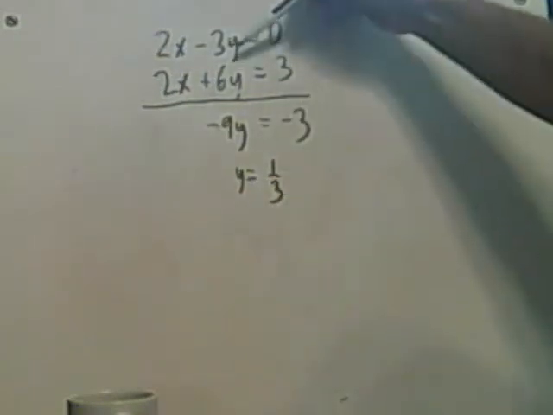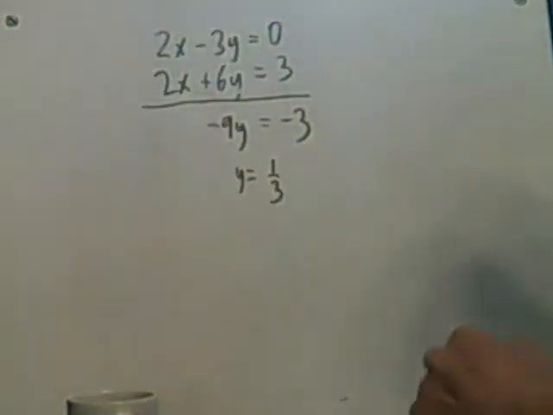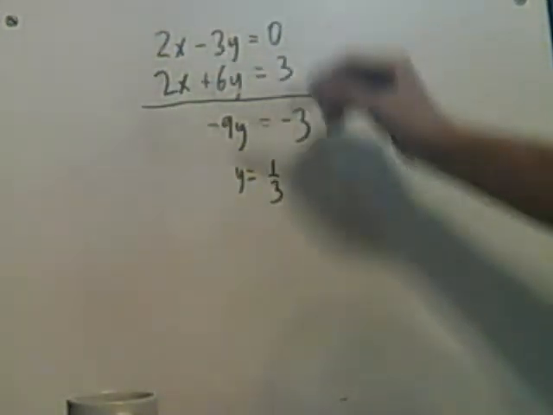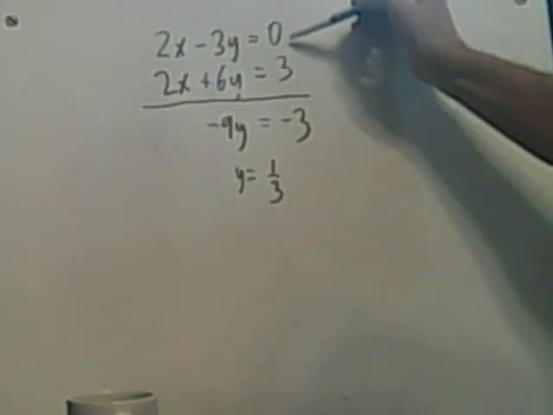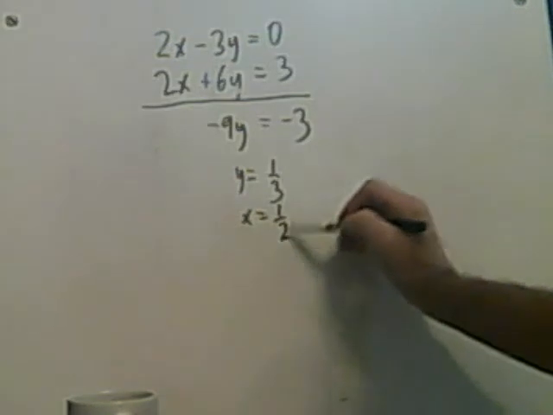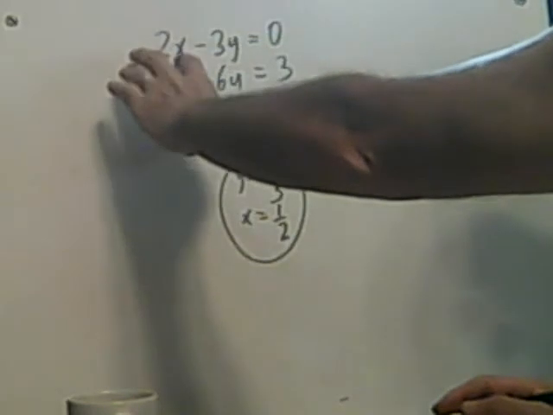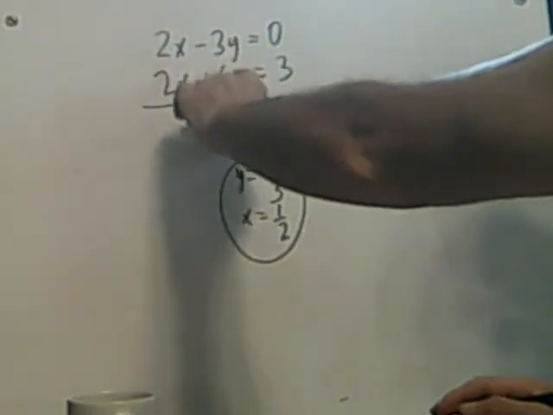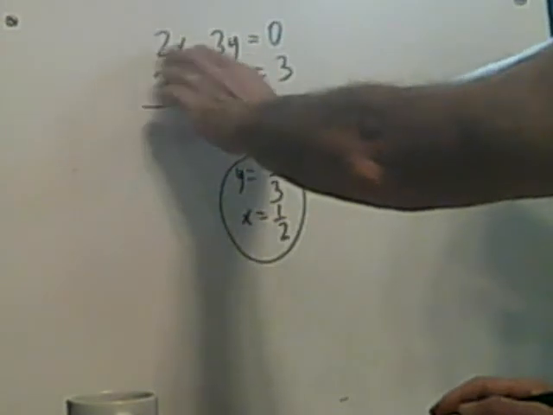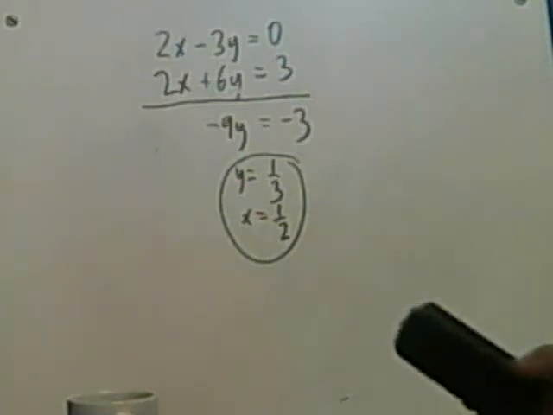Okay, now if we plug in y is equal to 1/3, this will be negative 1, which is going to be positive 1 on the other side. So the x is going to be 1/2. And we can plug that in and see that x is 1/2. 2 times 1/2 is positive 1, minus 3 times 1/3, that's negative 1. Positive 1 minus negative 1 is 0. And we can see that that is the solution. Okay, that's number 26. So you can see this is hard work.